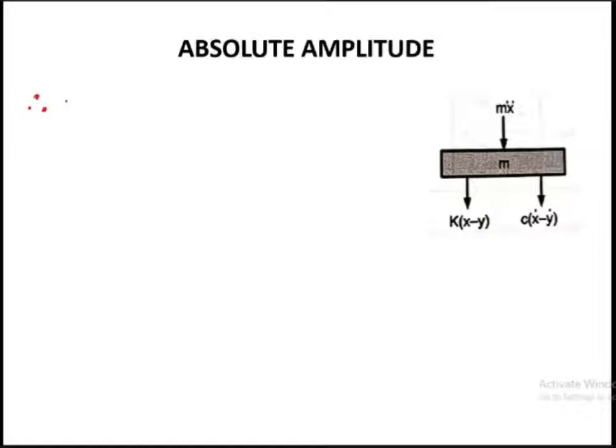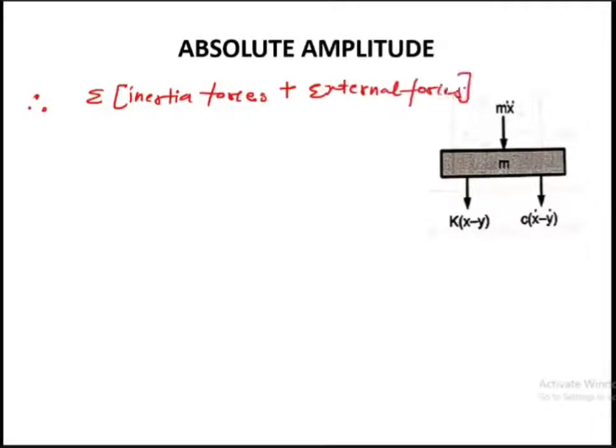Applying D'Alembert's principle, the summation of inertia forces plus external forces is equal to 0. This is the statement of D'Alembert's principle. The inertia force is M x double dot. The external forces are k into x minus y plus c into x dot minus y dot. So this is equal to 0.